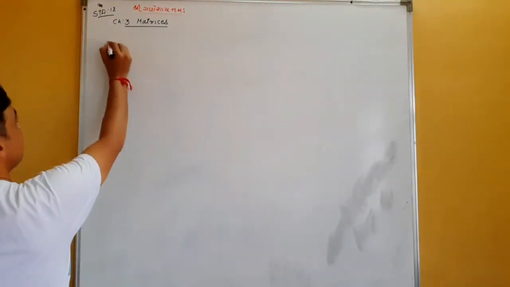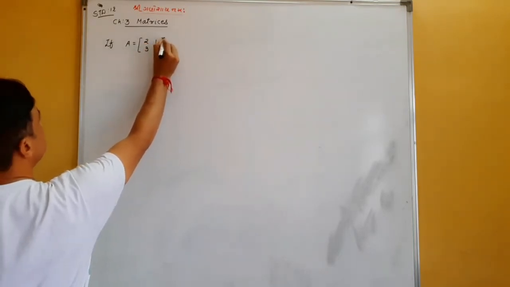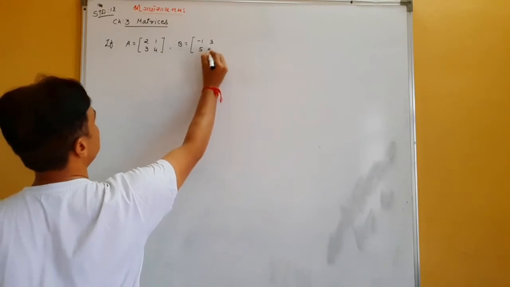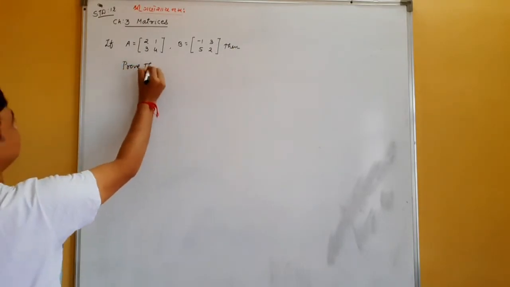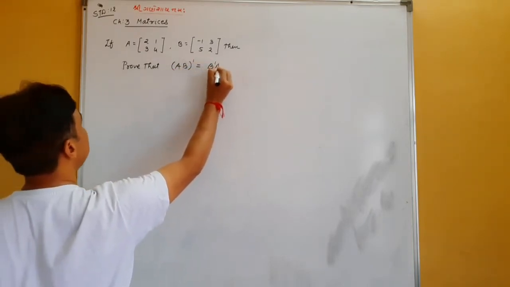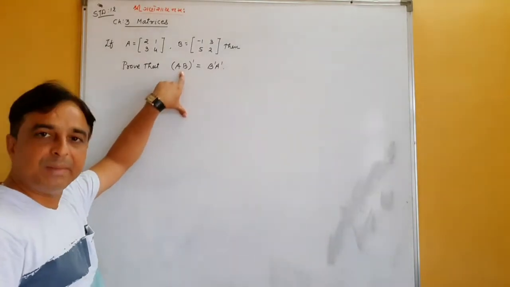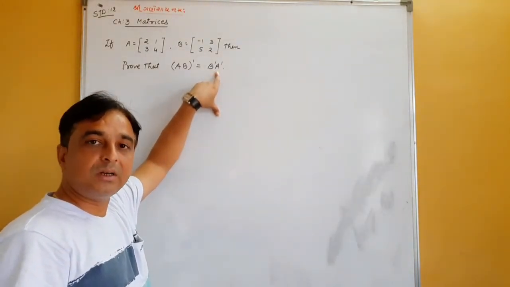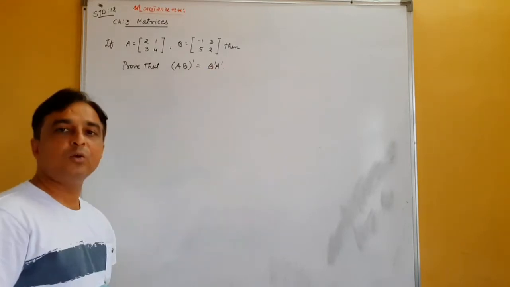For that, first example: if matrix A is [2 1; 3 4] and B is [-1 3; 5 2], then prove that (AB)' = B'A'. The transpose of the product of A and B matrices is equal to the product of the transpose of B into the transpose of A. (AB)' is equal to B' into A'.